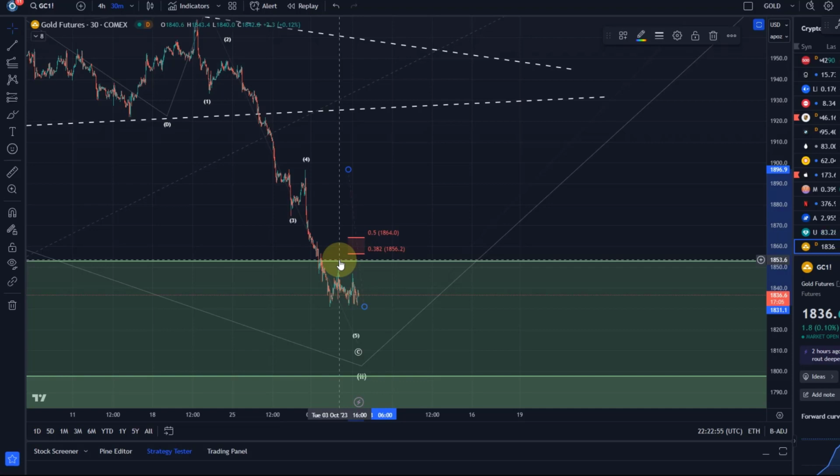We need to see ideally 5 waves through 1864, and a break above the wave 4 high, which is here at 1896, would give us a little bit more comfort to say that a low has been established. At this stage there is not much more to add, but I'm actively monitoring this region for bottoming signals.